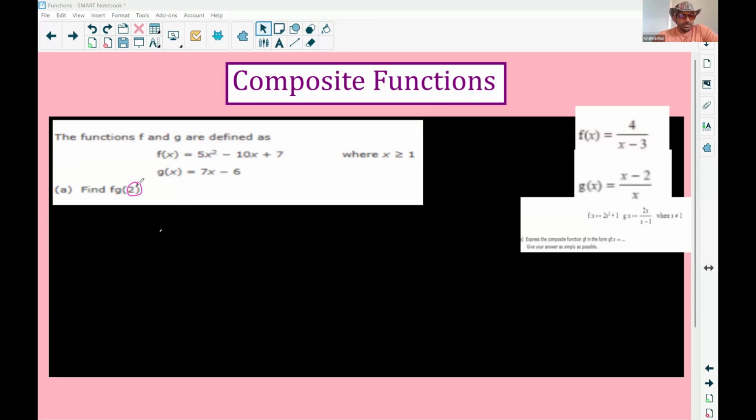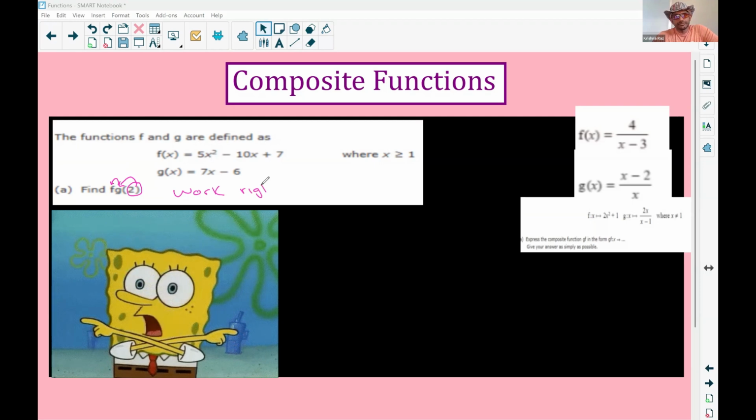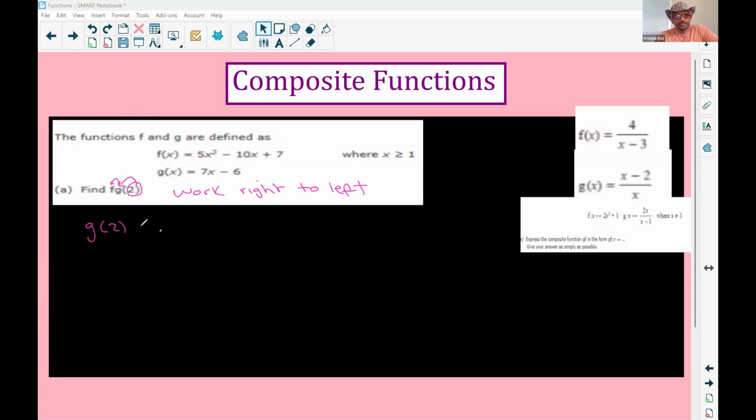So we're going to sub the 2 into the g and then that result into f. So always with these composites, we work from right to left. So first I'm going to sub 2 into g. So that is 7 times 2 minus 6, which is 14 minus 6, which is 8.